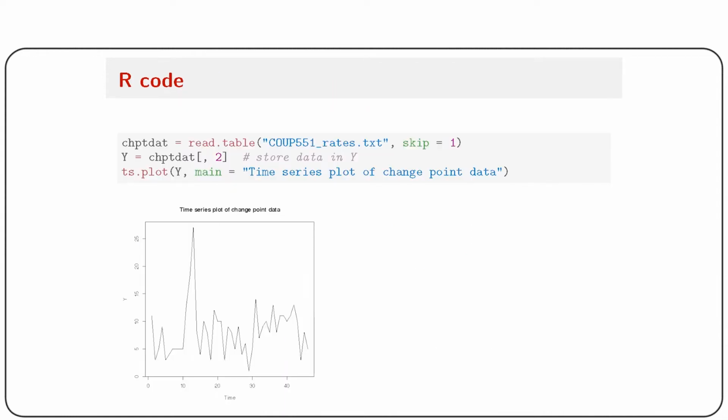So say the data that I told you about is stored in a .txt file, a text file, and that can be read with read.table using the data file name and skip = 1 equals true. Then y is the second column of that chpt data, and the time series plot of y looks like this.